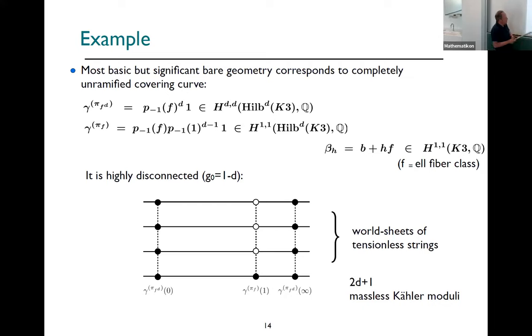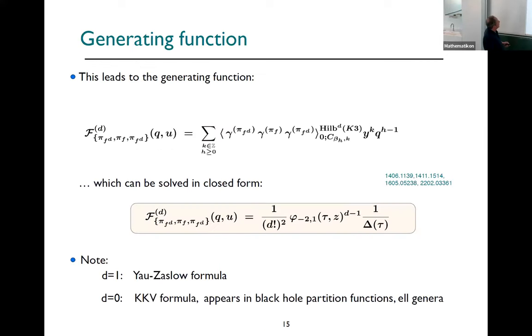Yeah? If it becomes large, it's into many, and they're completely different. So this is the most degenerate point you can possibly start. And then we turn on the tension of strings. And now the question is what happens? Well, this leads to this generating function.